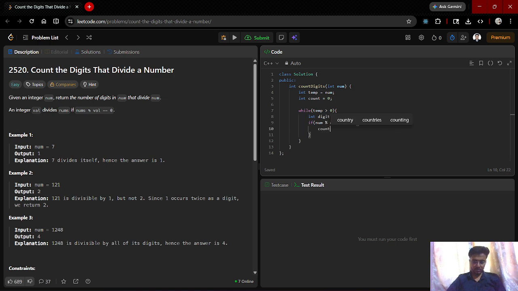equals 0, then count increment, and using temp equals temp divided by 10, and return count.